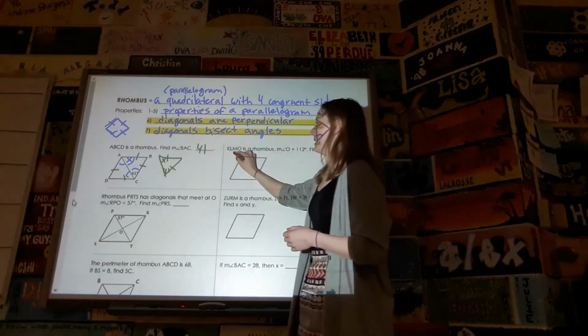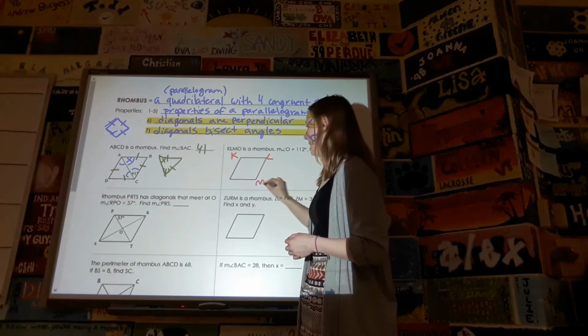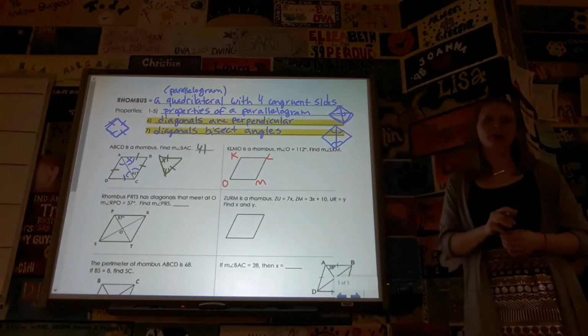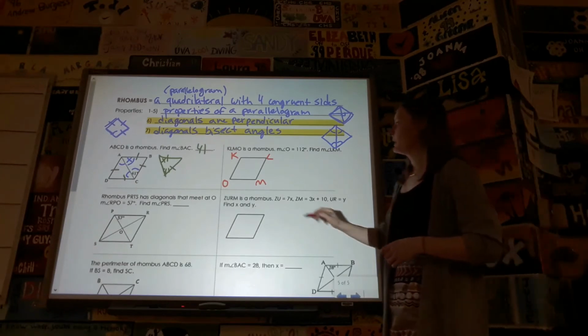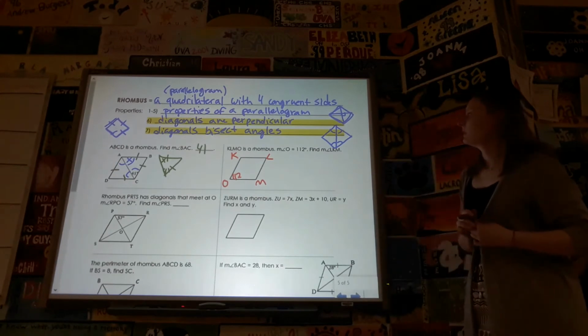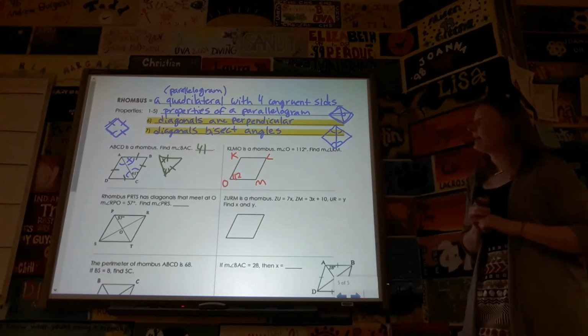Alright, again, I have to write in the letters. So KLMO is a rhombus. Again, make sure you guys are reading the directions to know what shape you're working with. The measure of angle O is 1/12. Go ahead and add that into your picture. I am going to find LKM.